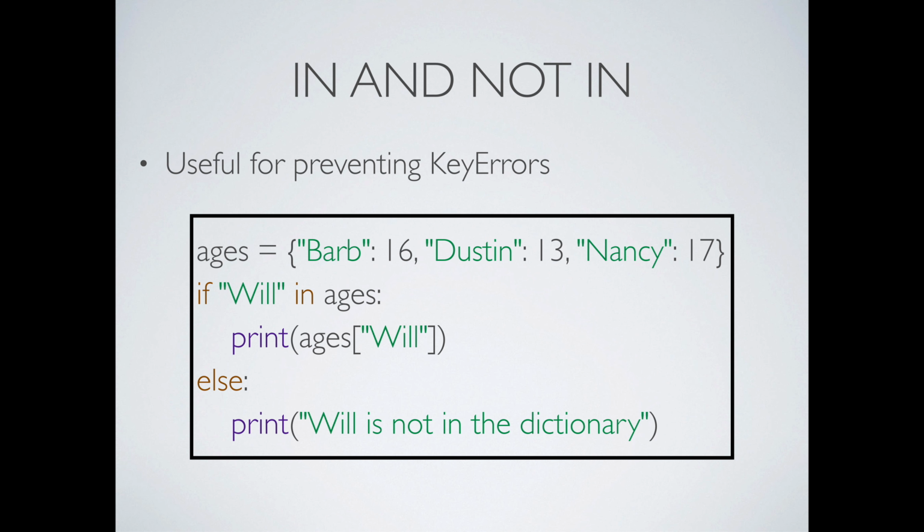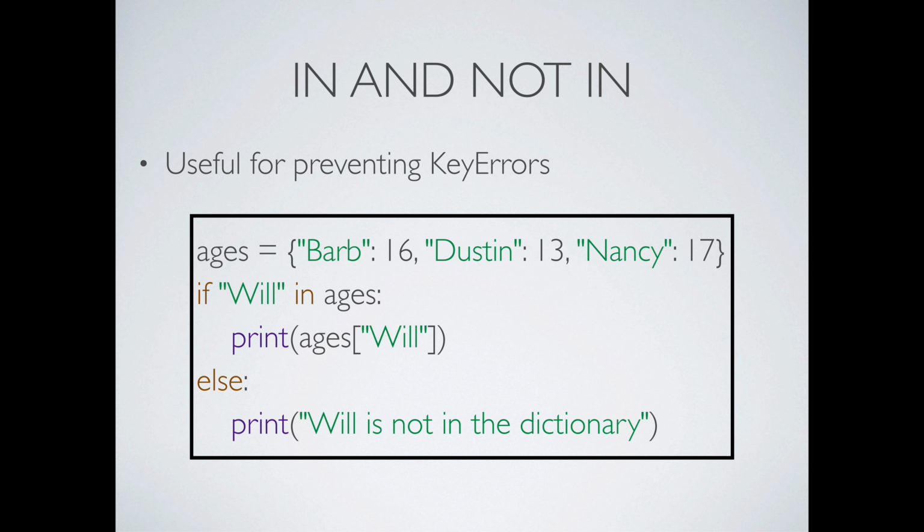So this example right here shows how you can do a quick in check to make sure that this key is in the dictionary before you try to access the value associated with the key. In this case, in our dictionary, you can see Will has been left out and is not actually in our dictionary. So if we did not do this if will in ages check and we just did print ages square bracket will, that would give us a nice red error message. But instead, since I do this check, it's only going to try to print ages will if will is actually in the dictionary, which we can see is not. Otherwise, it will print out a nice message that just says, hey, Will's not in the dictionary.